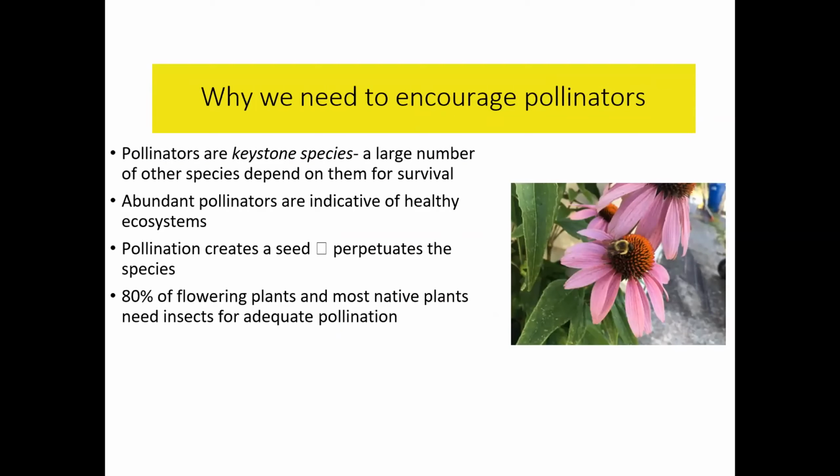Pollinators are keystone species, and this is why we need to encourage them. A large number of other species depend on them for survival. If you have abundant pollinators in your ecosystem, this is indicative of a healthy ecosystem. We need pollinators because pollination creates a seed, and that perpetuates the species.